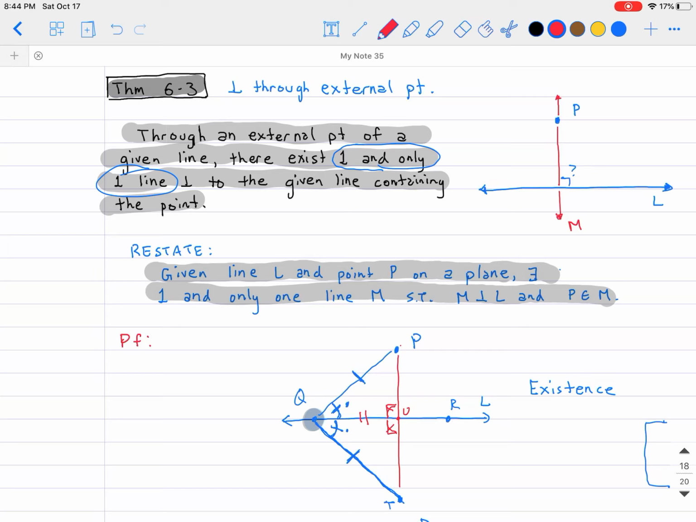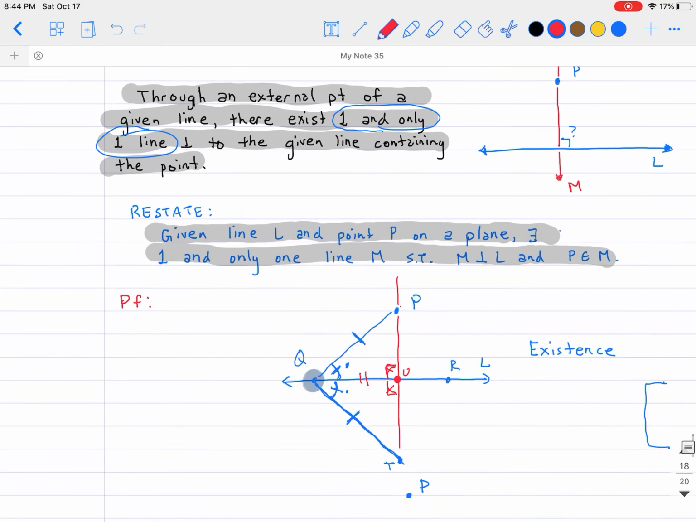So therefore, we're going to have that right angle. Who knew that this thing would come up so often from back in chapter 4? But hey, there you go, we're all set. Remember Theorem 6.1 right here? Through an internal point, a point that is on line L, there exists a line that is perpendicular to it going up. And that's exactly what's happening over here. So right there, I have shown the existence part.